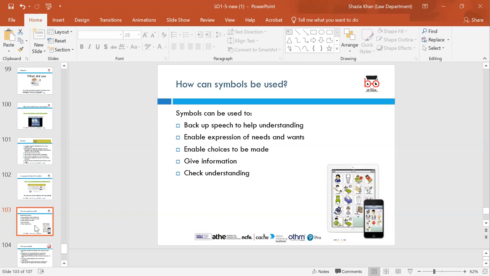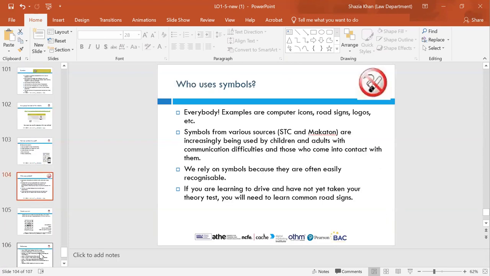Not only are symbols arbitrary, they are ambiguous. That is, they have several possible meanings. For example, when the word cat is uttered alone and without context, most people might envisage a small house cat. However, cat has other possible meanings too. Who uses symbols? Everybody. Examples are computer icons, road signs, logos, etc.